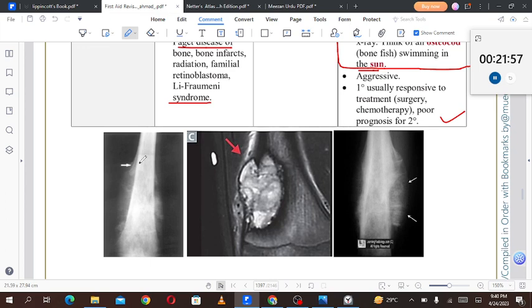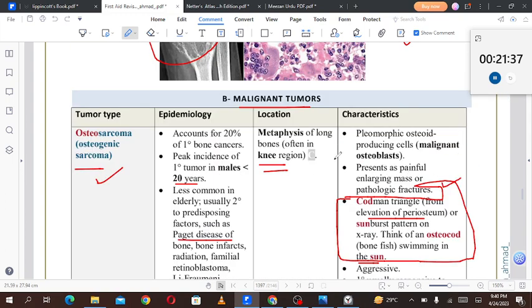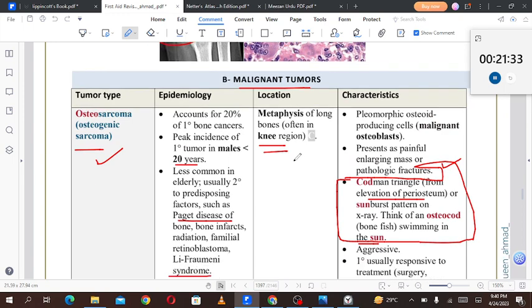So here you can see the Codman triangle. This one is a sunburst appearance, but also a Codman triangle. This is the Codman triangle like this. Then we have the CT scan image of the tumor, maybe with a sunburst appearance radiating outwards. The location is the metaphysis of the long bones, often in the knee region.